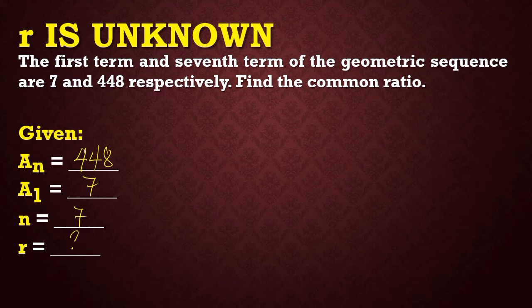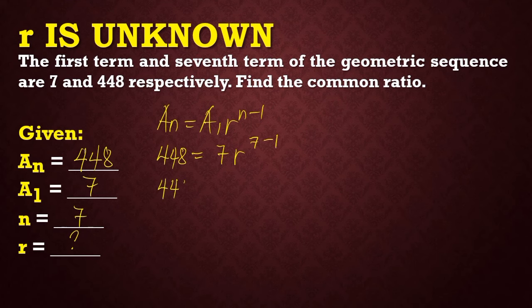And then applying the formula, okay, so a sub n is 448 is equal to a sub 1, that is 7. And then r is the unknown. And then n minus 1 magiging 7 minus 1. 448 is equal to 7r raised to 7 minus 1, that is 6. Now, we divide the whole equation by 7. So, r raised to 6 is equal to 448 divided by 7, that is 64.